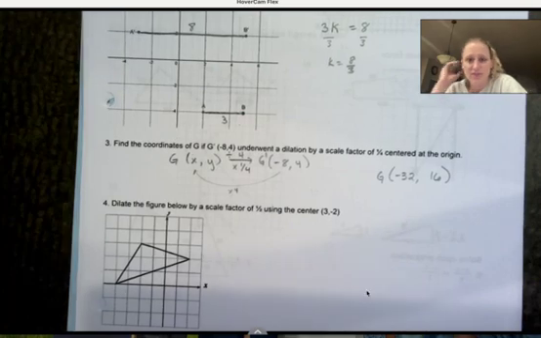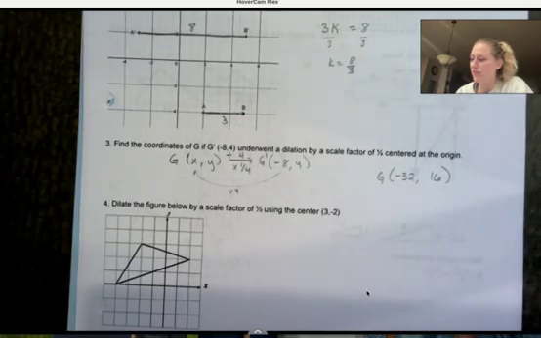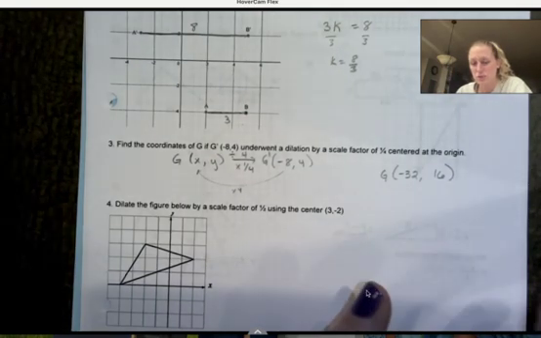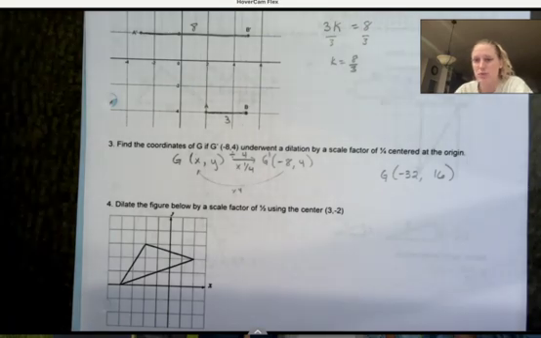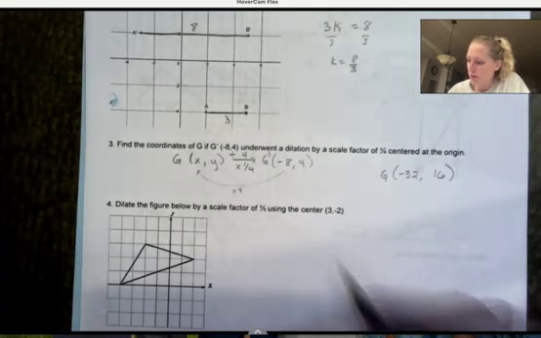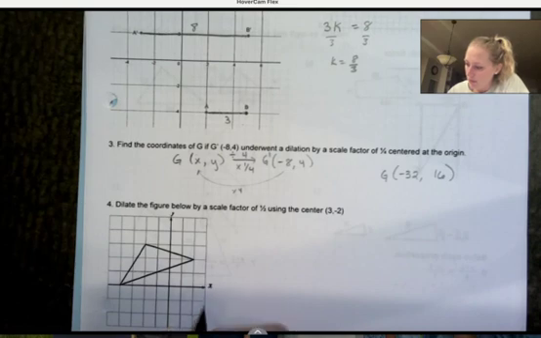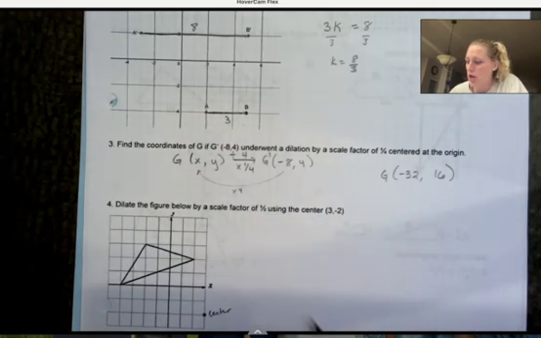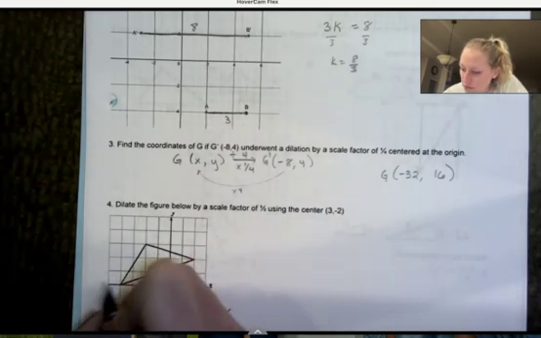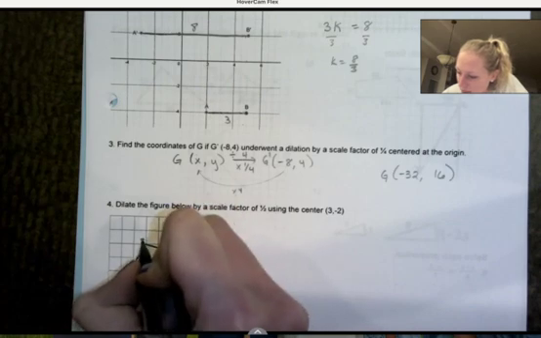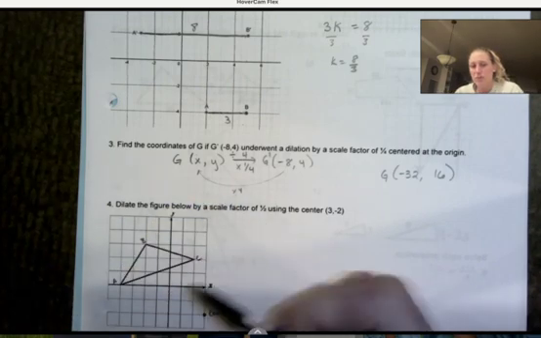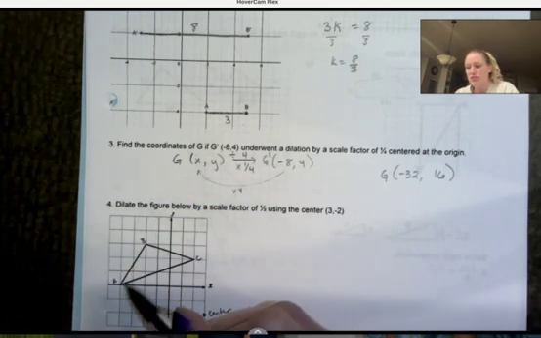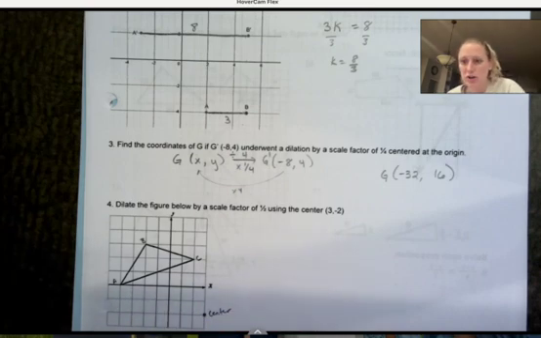Okay, here I have an example where I want to dilate using a center that's not 0, 0. So I can't just multiply the coordinates here. This is where I'm going to use the distances. I'm going to mark my center at 3, -2. There's my center of dilation, okay? We're using a scale factor of 1/2. So that means my distances, I'm actually going to label these, you guys. I'm going to call these A, B, C. I'm looking at my distance from my center to each vertex, and those are getting cut in half. So I'm going to do A.